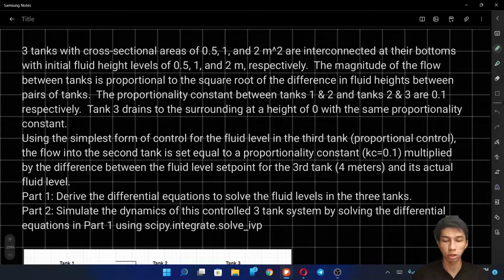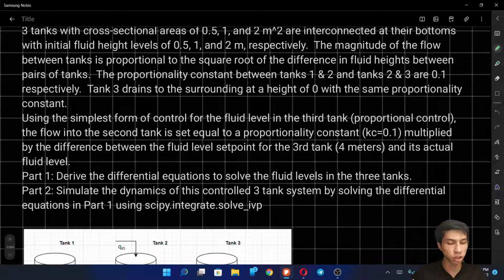Three tanks with cross-sectional areas of 0.5, 1 and 2 square meters are interconnected at their bottoms with initial fluid height levels of 0.5, 1 and 2 meters respectively. The magnitude of the flow between the tanks is proportional to the square root of the difference in fluid height between pairs of tanks. The proportionality constants between tanks 1 and 2 and tanks 2 and 3 are 0.1 respectively. Tank 3 drains to the surroundings at a height of 0 with the same proportionality constant.